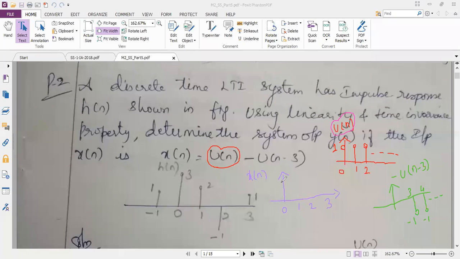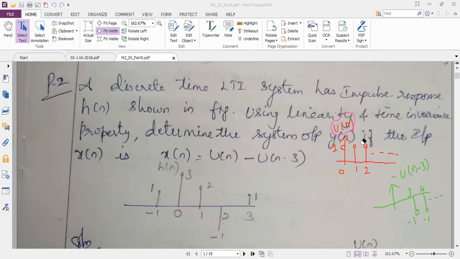It is 0, 1 and up to 2. What about 3? Will we get any sample at 3? It cancels. Very good. So successfully I have got my x of n in terms of a diagram. At 0, 1, 2 only I am having the samples. At all other places I do not have any sample. Okay, so I hope you have completed this. x of n you have completed.